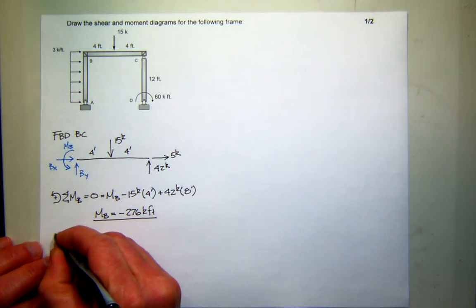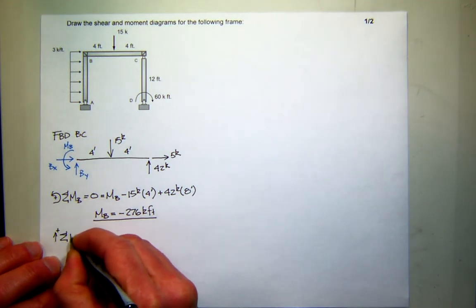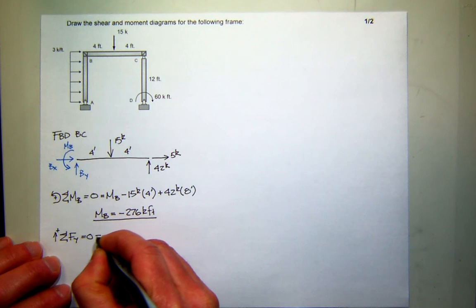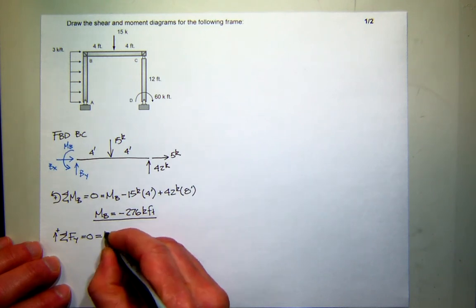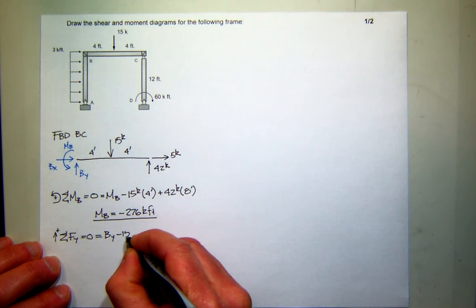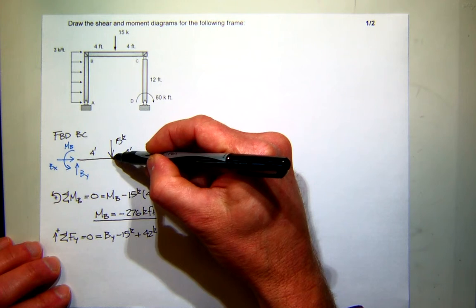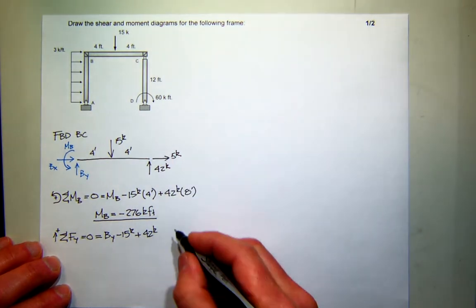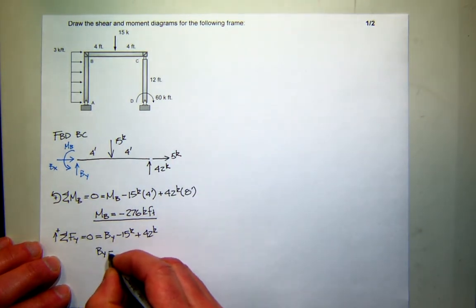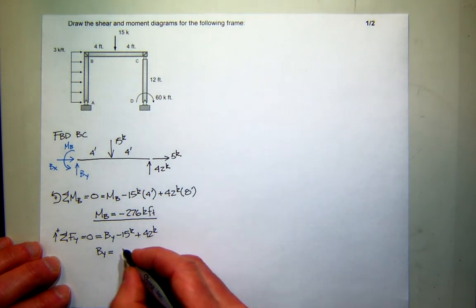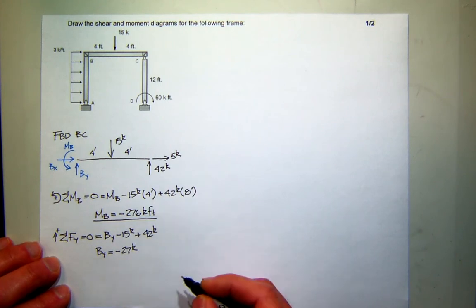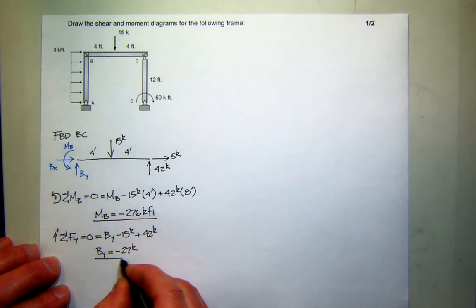Okay, I can sum my forces in the y direction. And what do we have? We have BY acting up, minus 15, plus 42. Right? 15 kips down, 42 kips up. So BY is negative 27. Yeah, that makes sense. Have to think about that one.